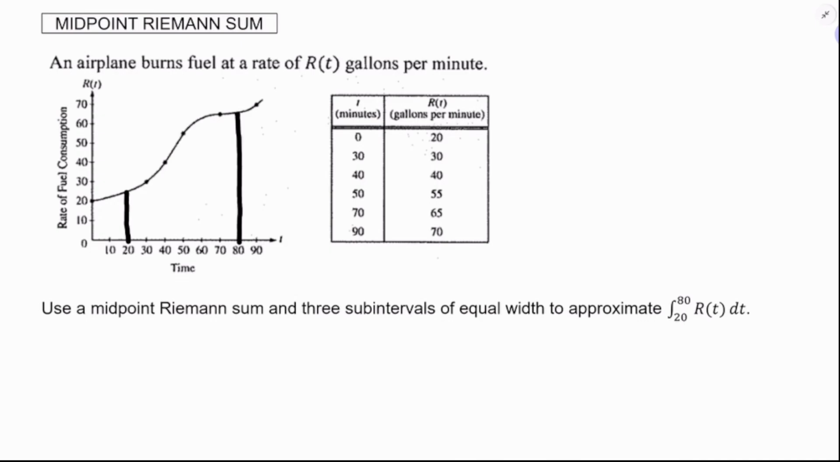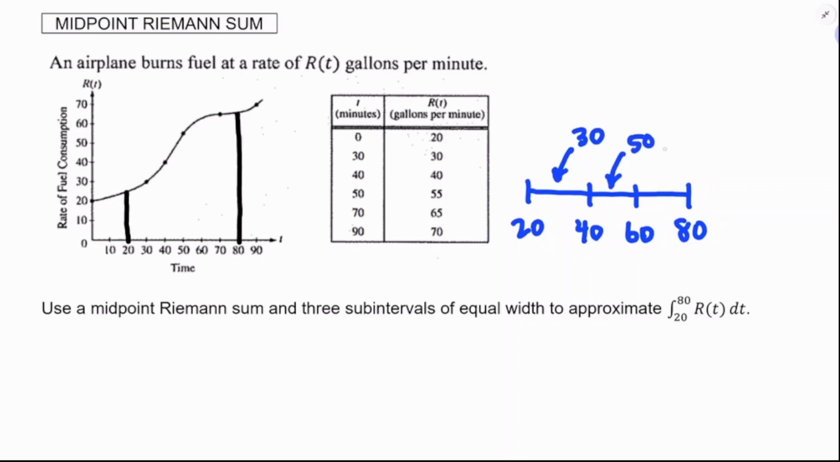Okay, and what I'm going to do is just show you what I mean by midpoint Riemann sum. So I've got 20 right there going to 80 and 3 subintervals. So that'd be 20, 40, 60, 80. Okay, dividing it up like that. And the midpoint for each subinterval would be halfway in between. So it'd be 30, 50, and 70. So what we're really interested in is the height of the graph at 30 and 50 and 70.